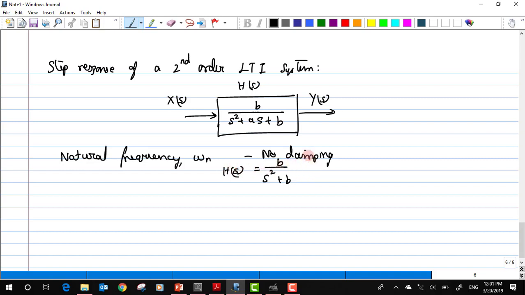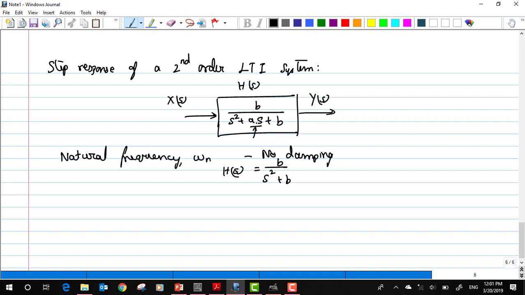So when there is no damping, then this H of s could be written as something like b divided by s square plus b, because we know that there is a term responsible for some sort of damping. Later I will talk about one more parameter, the damping ratio, but as of now, in order to evaluate this omega n, I have to assume that the system has no damping, so that the transfer function H of s that I have written at the top would end up as b divided by s square plus b.